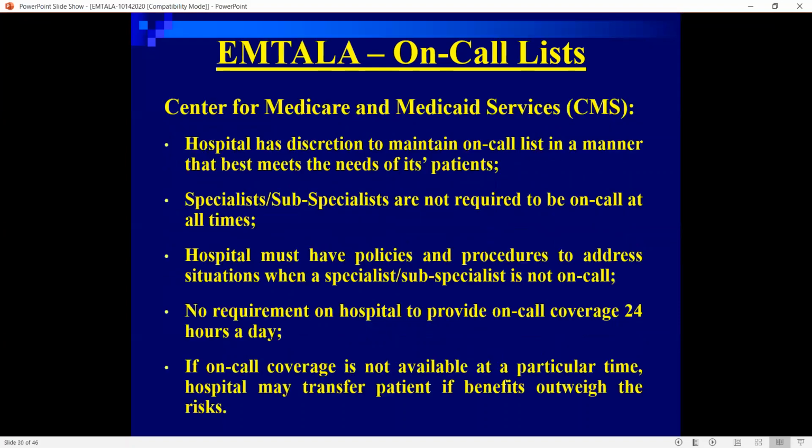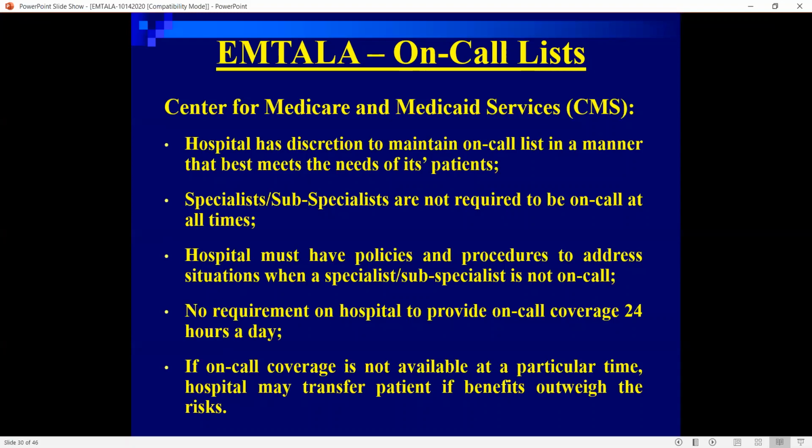Next slide, please. So, to wrap up the issue of on-call lists: CMS, the Centers for Medicare and Medicaid Services, says the hospital has discretion to maintain on-call lists in a manner that best meets the needs of its patients. If you practice in rural areas or areas where resources are less than, say, highly populated or urban areas, then you may not have every type of specialty at your disposal in regards to an on-call list, number one.